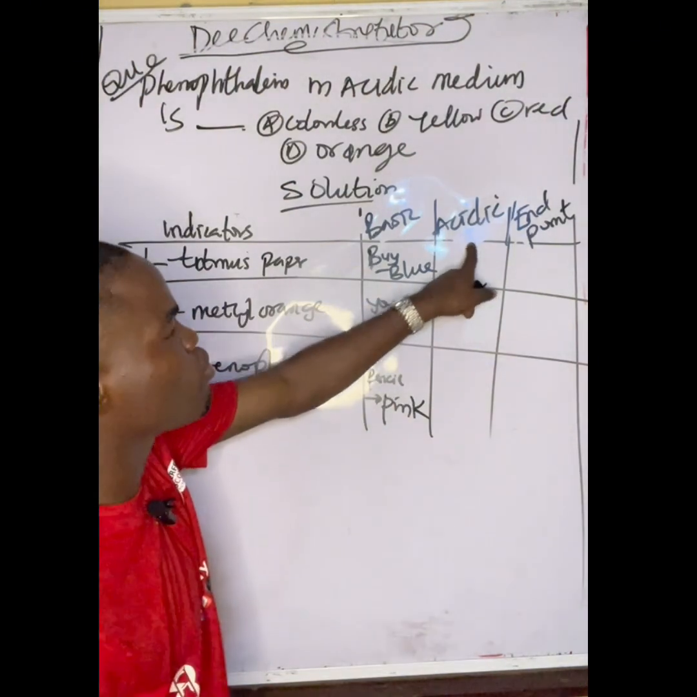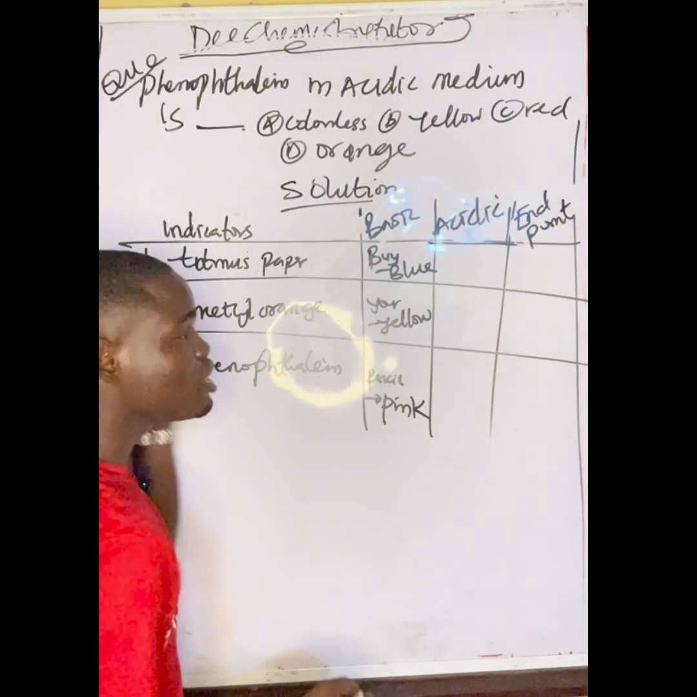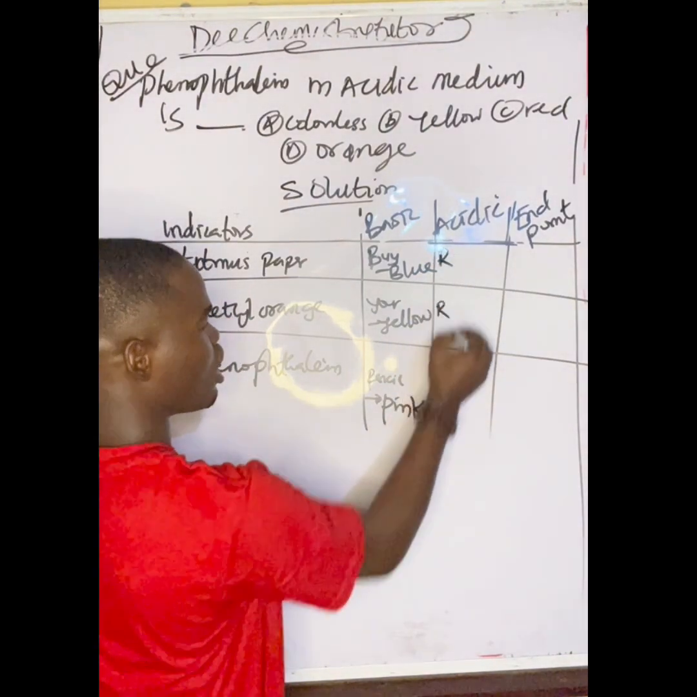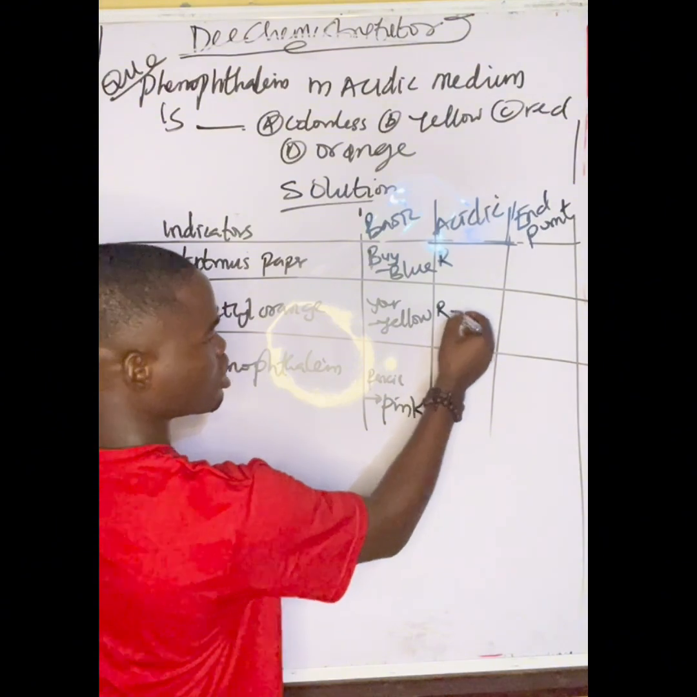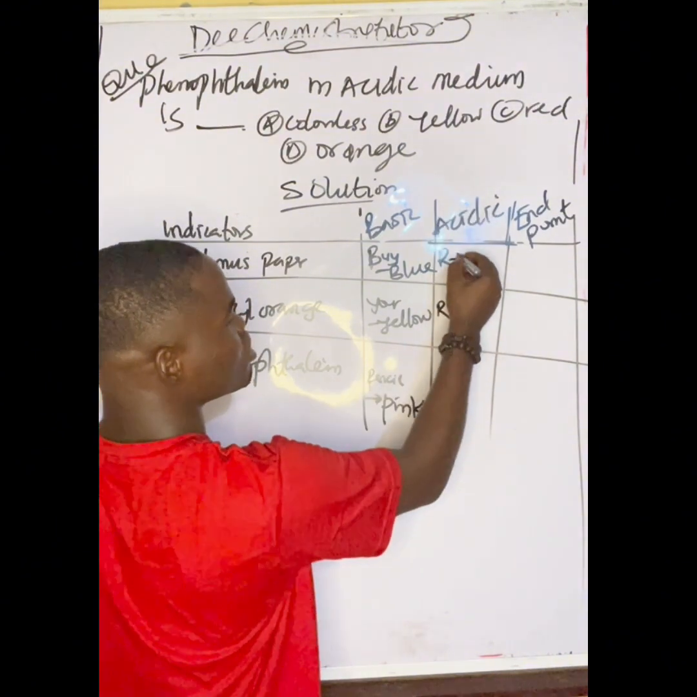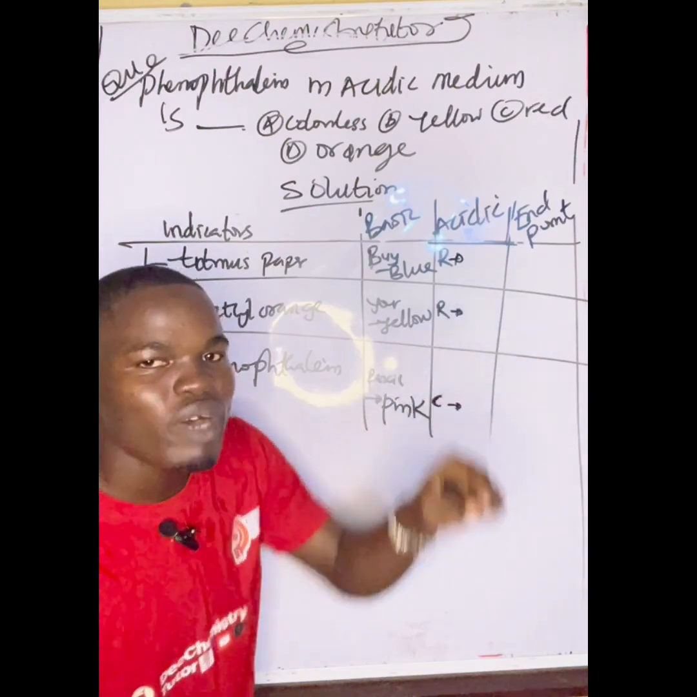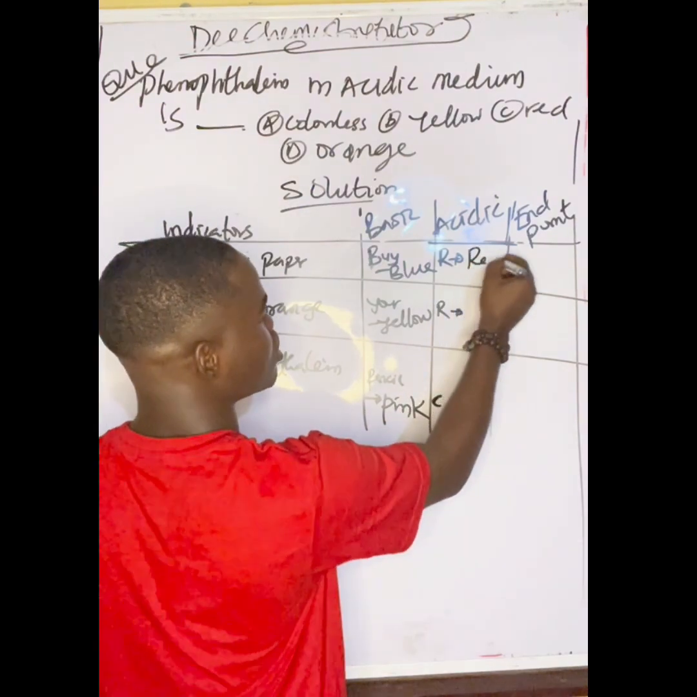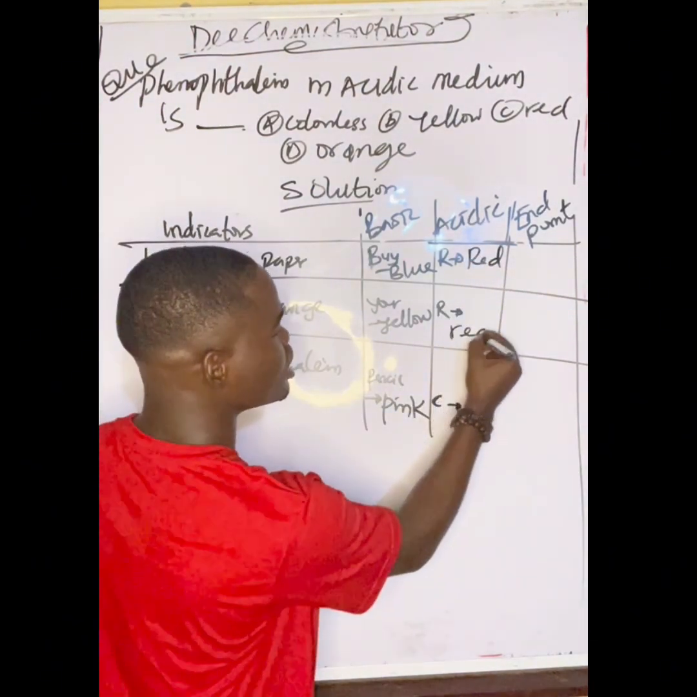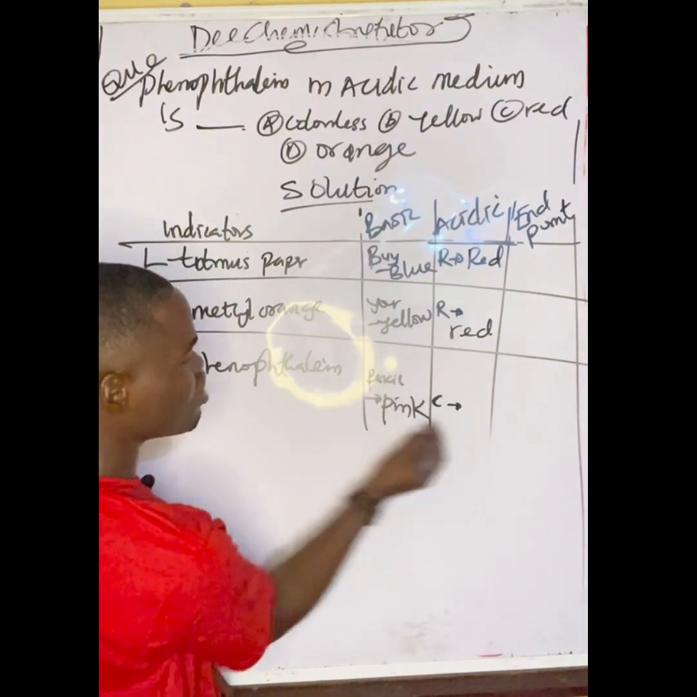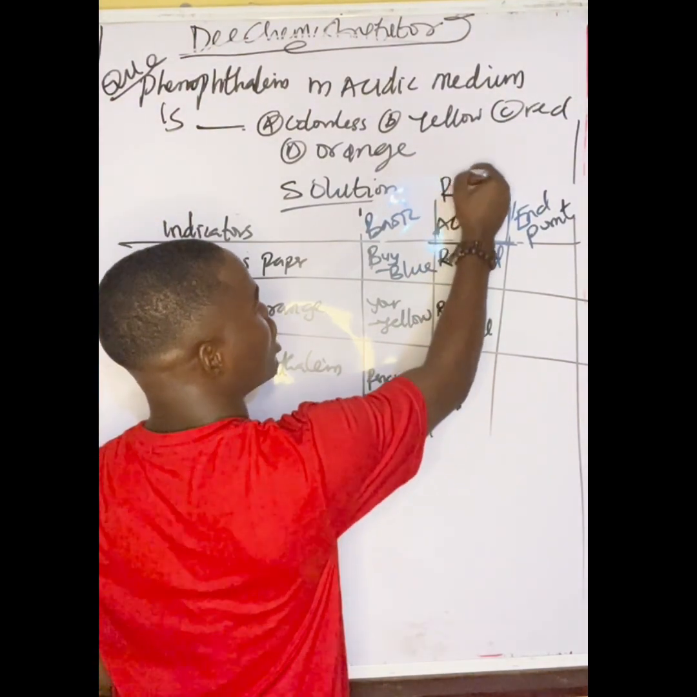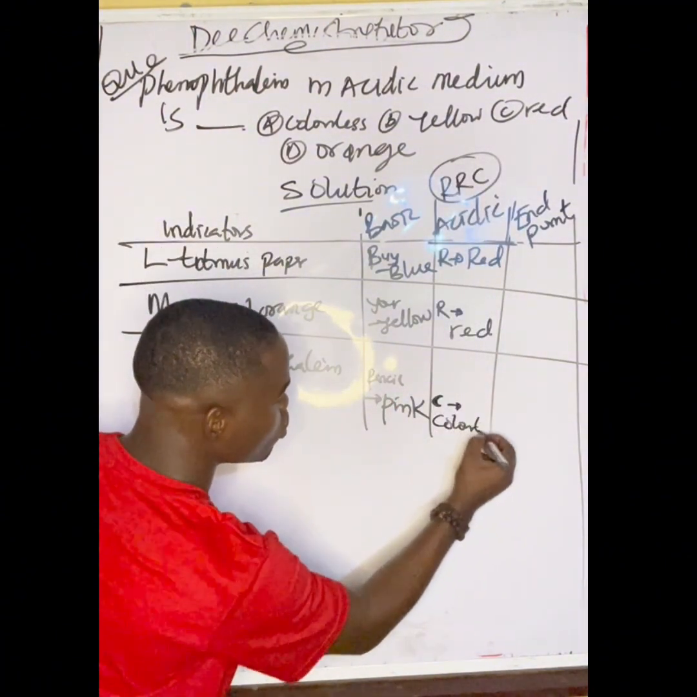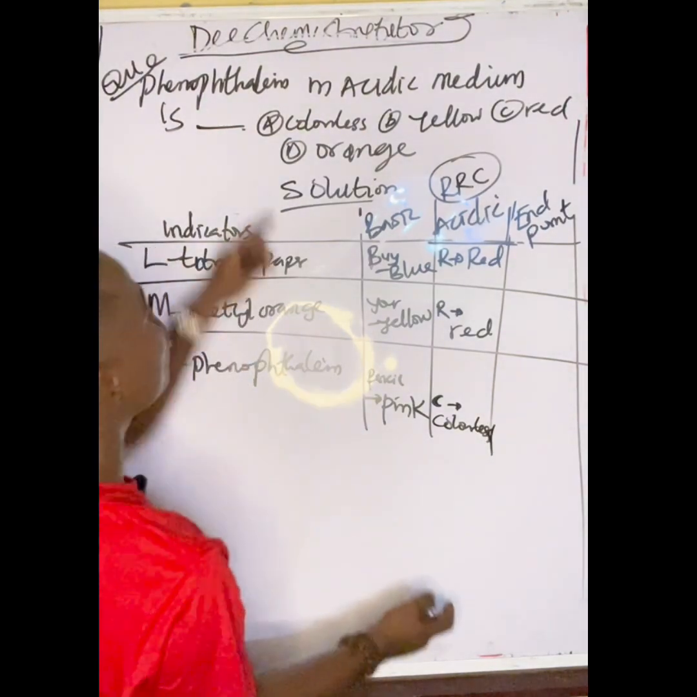So in acidic medium, I use RRC. That is R squared C, in acidic medium. This means when you put a blue litmus paper inside an acidic medium, it will turn blue litmus paper red. So this is red. So methyl orange will also be red in acidic medium. But what of phenolphthalein? RRC. It will be colorless. Colorless. So from this now, I already got my answer.